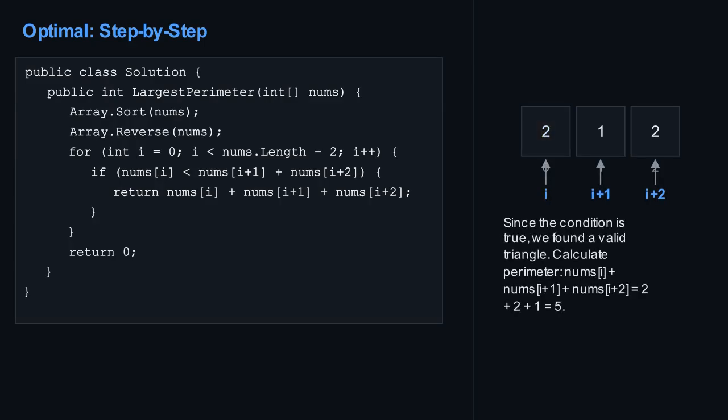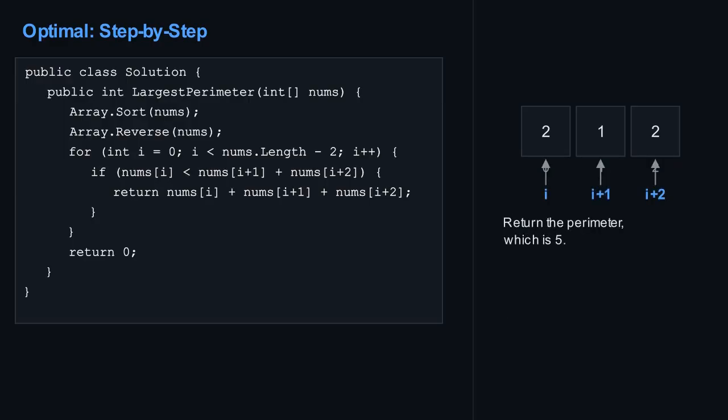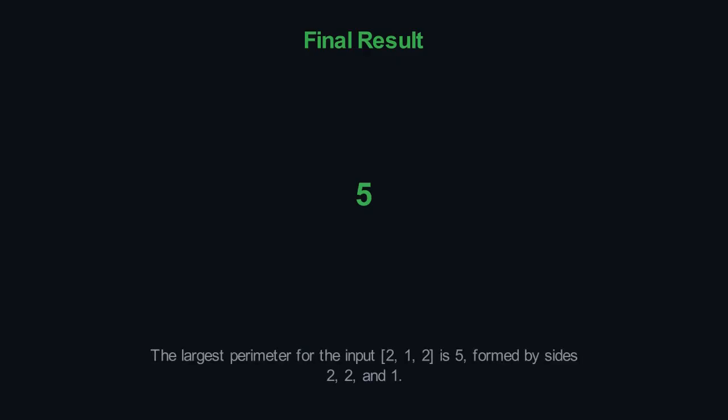Since the condition is met, we've found our largest perimeter triangle. We calculate the perimeter as 2 plus 2 plus 1, which equals 5, and immediately return it. The final answer for the input array 2, 1, 2 is 5. This is correct because the sides 2, 2, and 1 form a valid triangle with the largest possible perimeter, as 2 is less than 2 plus 1.